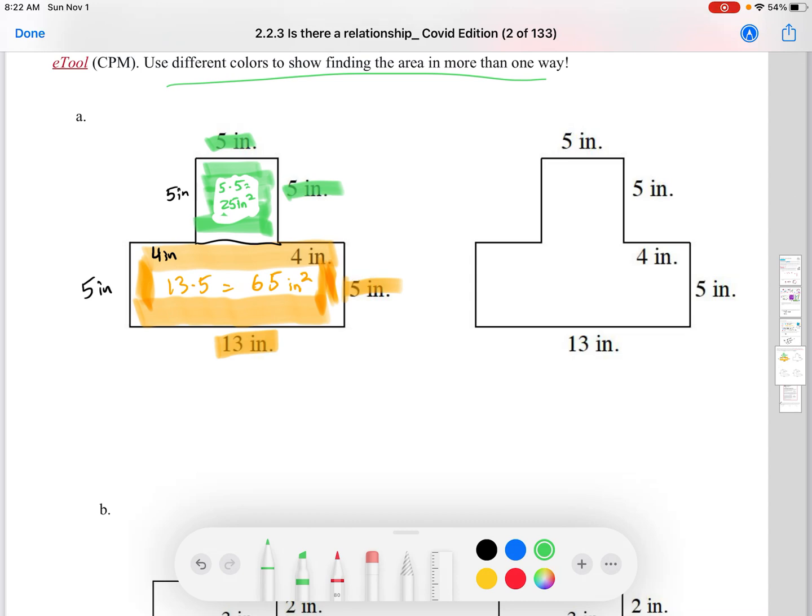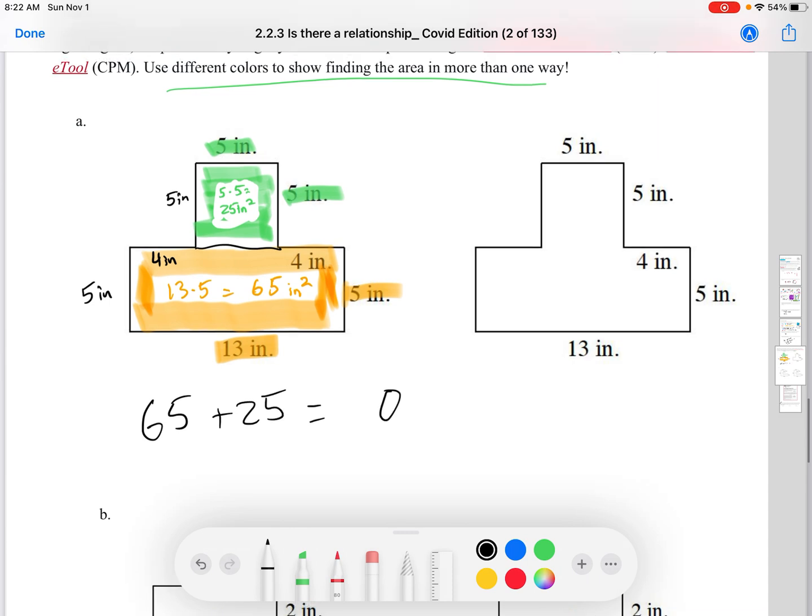It's nice too. But what we're going to do now is combine those two pieces to find the area, okay? So I have 65 plus 25 to give me what? My total. So I have 80. Is that right? No, it's not 80. That's 90, isn't it? Sorry about that. That is 90. There we go. 90 what? 90 square inches. Okay.